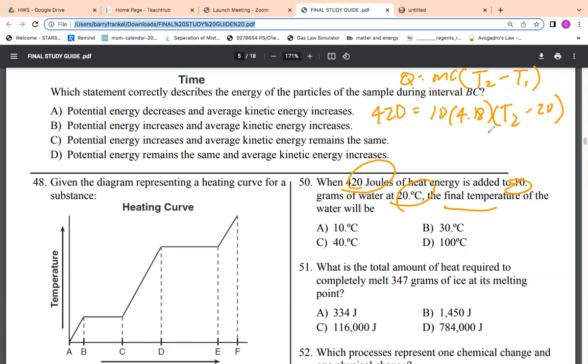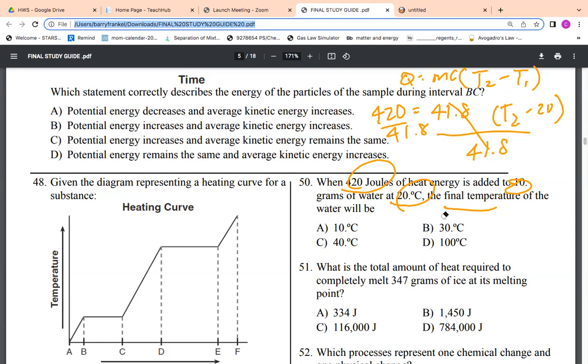But I can simplify this part. So 10 times 4.18. I don't need a calculator for this. I just move my decimal over 1. So it's 41.8. And I want to get this out of this side, so I'm going to divide this whole thing by 41.8. Get rid of this, 41.8. All right, I'm going to do that on my calculator. 420 divided by 41.8.